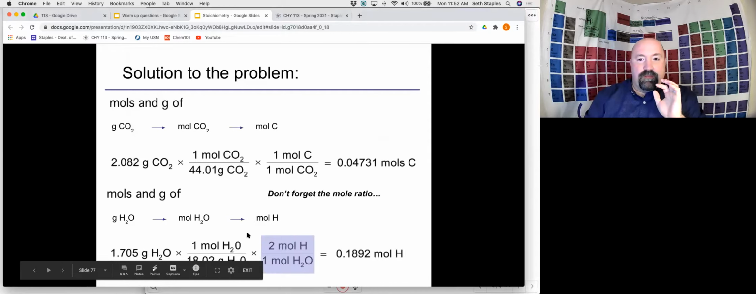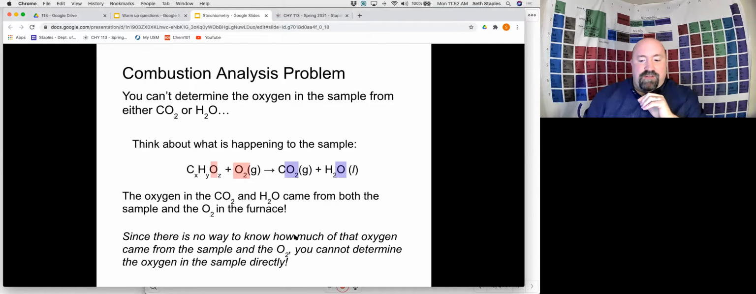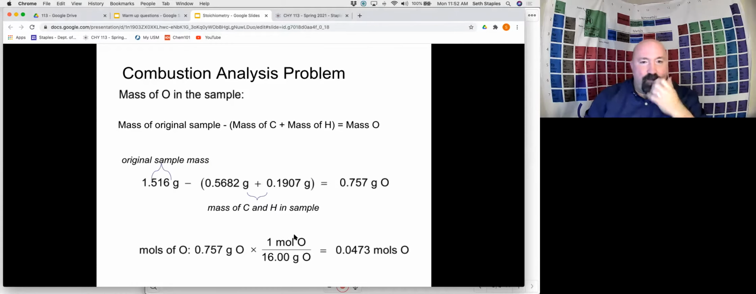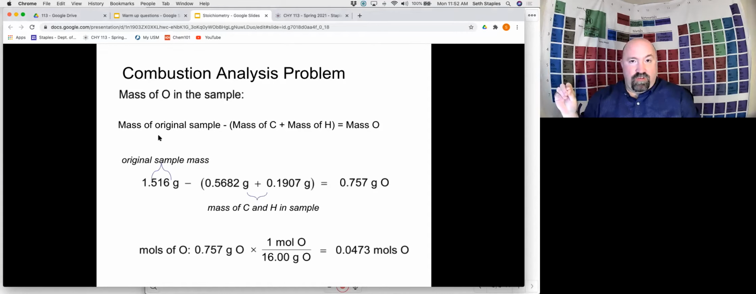What we can do here, oh yeah, and sorry, don't forget that ratio. It's just talking about that same thing, that we don't necessarily know exactly where all the oxygen came from. We don't know how much came from the hydrocarbon, how much from the O2 that was part of the combustion reaction. And so what we have to recognize is that the mass of the original sample contained only carbon, hydrogen, and oxygen. And so the mass of that sample minus the mass of carbon and minus the mass of hydrogen has to be equal to the mass of oxygen that was present.